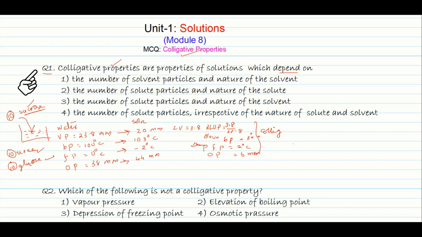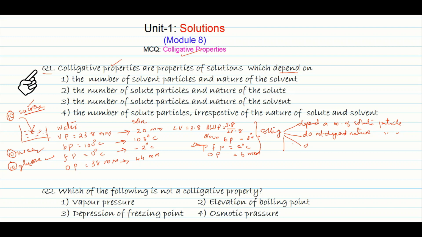Now let me write some conclusions about colligative properties. I mean the factors on which the colligative properties depend. We have 4 points. First one, colligative properties depend on number of solute particles, but colligative properties do not depend on nature of solute particles. Then what about solvent?